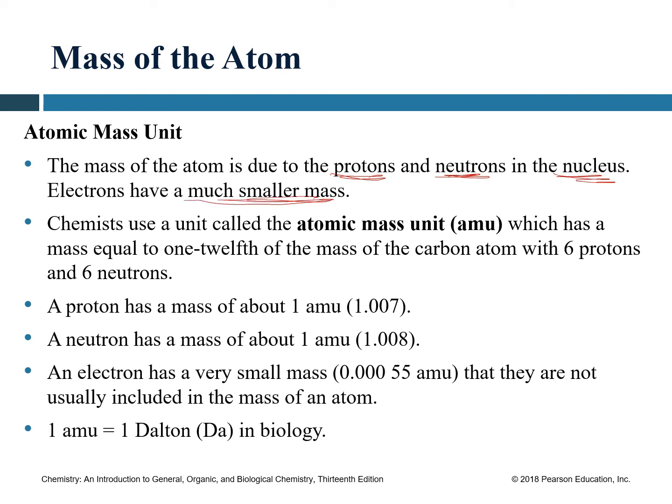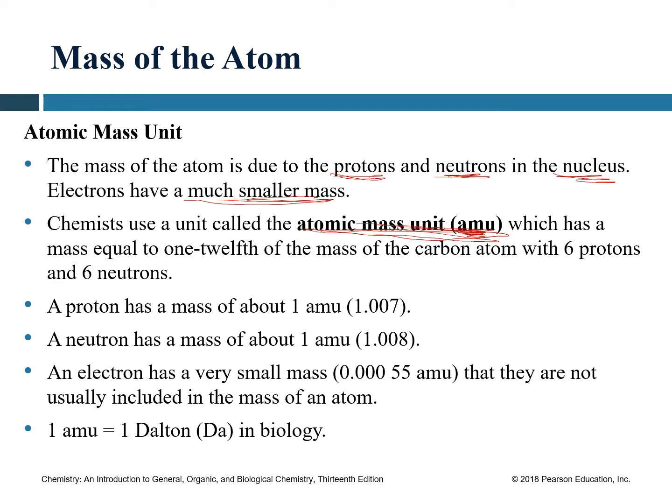Because the mass of an atom is really small, chemists usually refer to it as the atomic mass unit, and the abbreviation very commonly used is AMU. AMU stands for atomic mass unit, meaning the mass of one atom. And how is this mass defined? The mass of one AMU is essentially equal to 1/12 of the mass of the carbon atom.